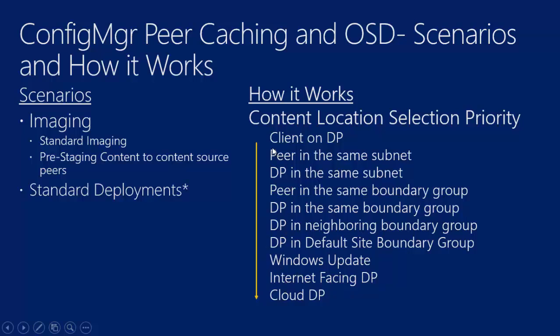So these two scenarios in the middle define your boundary group configuration necessary and define where you can use peers, but it's only in these two scenarios within a boundary group, right? Okay.